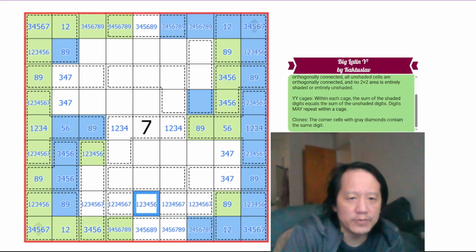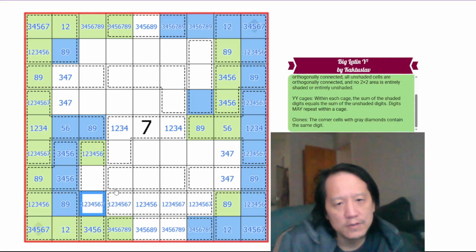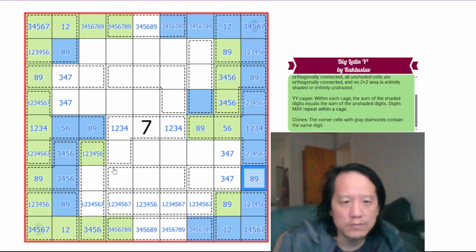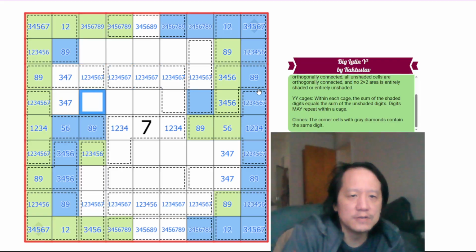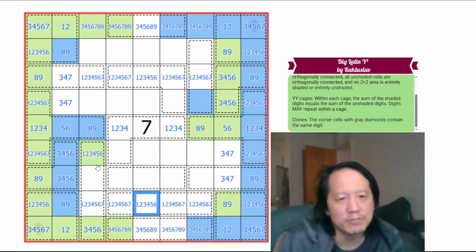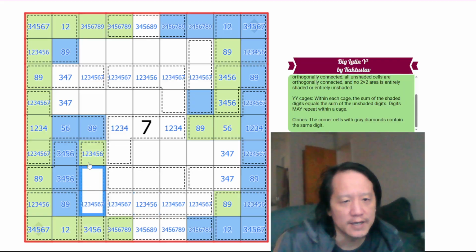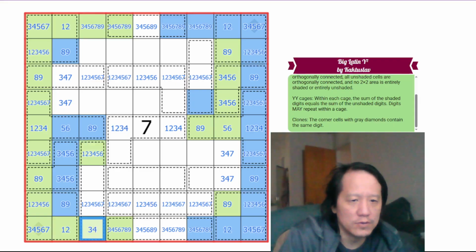And 7 cannot be here. One of these is blue as 6 or 7, because this is 8, 9. Same with this, 8, 9. So this is 1 through 7. Interesting. So this must be 6 or 7 to add up to. So this has to be 3 or 4. This has to be 1 or 2. And we have another 1 or 2 here, which eliminates 1 and 2 in the rest of the column.